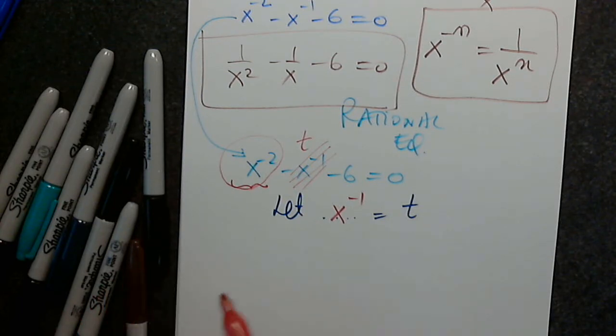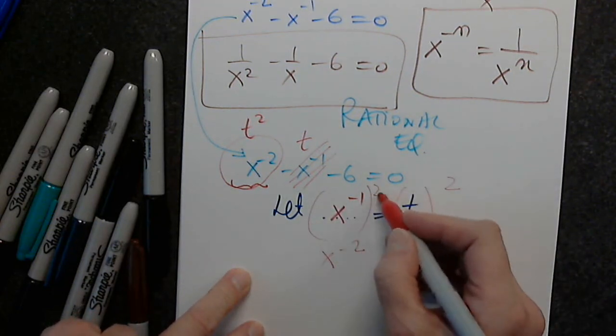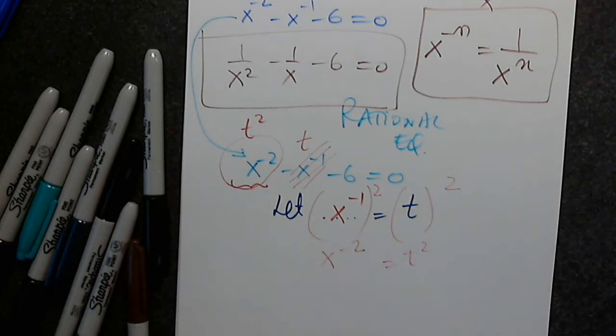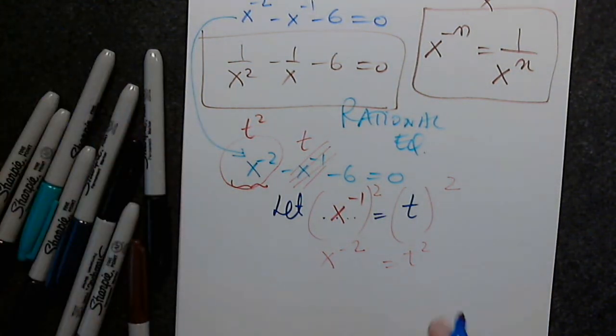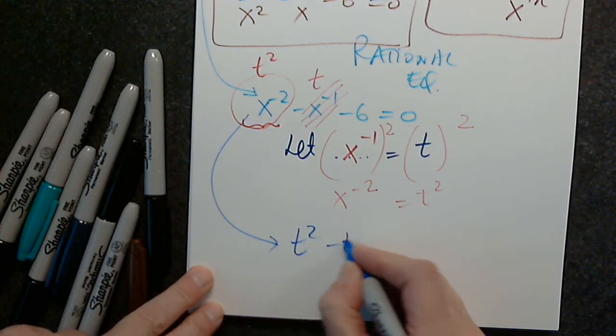T to the second. Yes, of course. Otherwise, the method is not applicable. But is it true? Yes, because if you square both sides, you get x to negative 2 equals t squared. So if we denote x to negative 1 by t and square both sides, we get that t squared is x to negative 2. Can anyone now dictate the new equation that we are trying to solve? The new equation is in terms of t. It's t squared minus t minus 6.